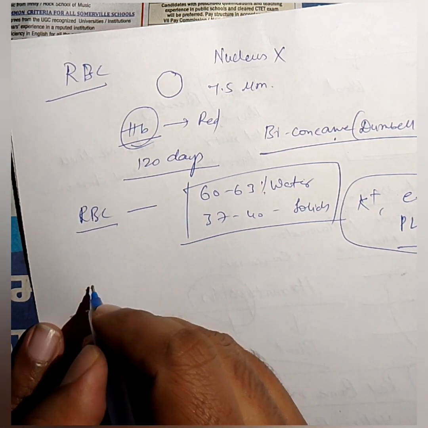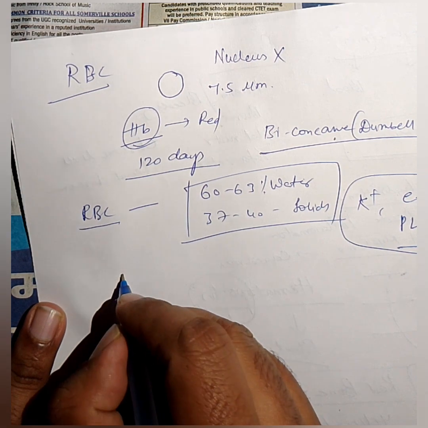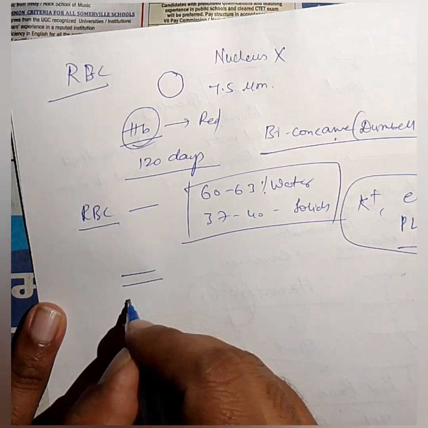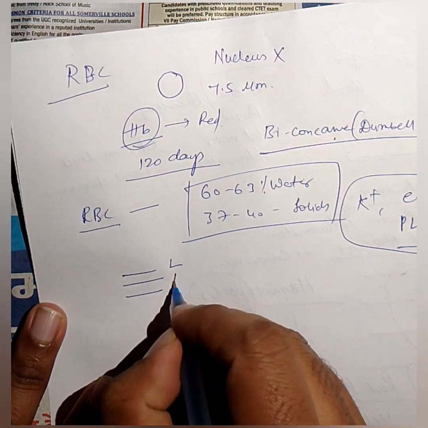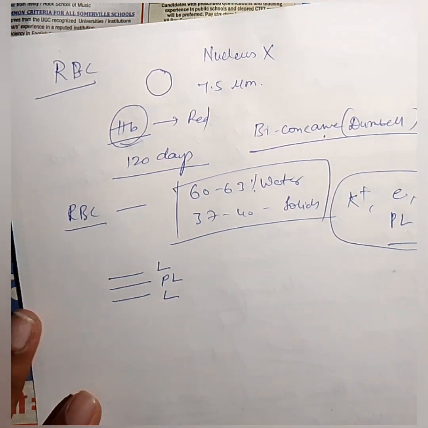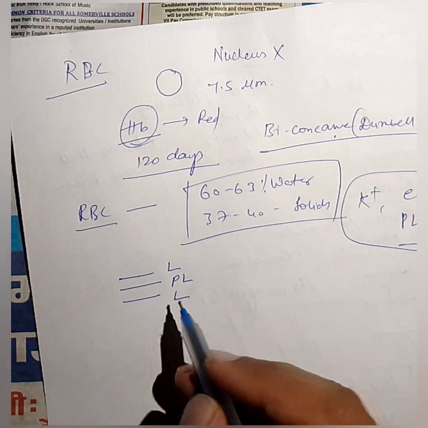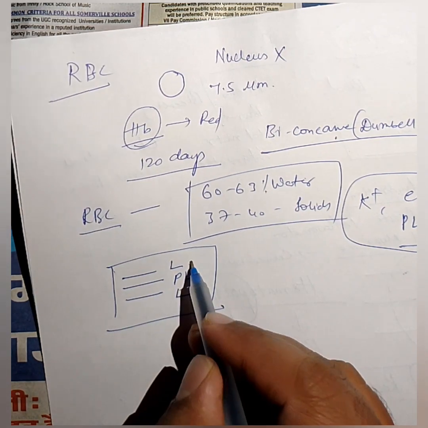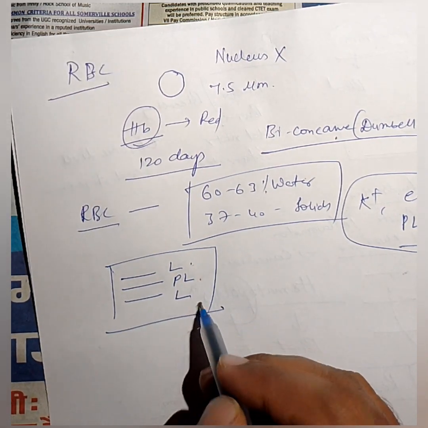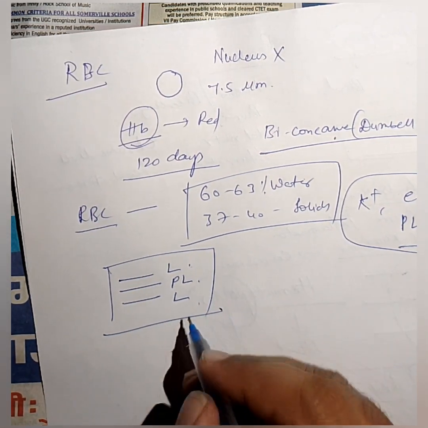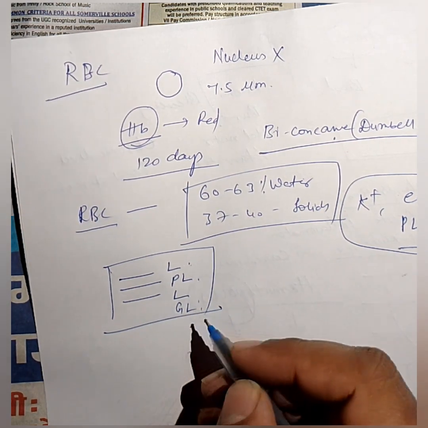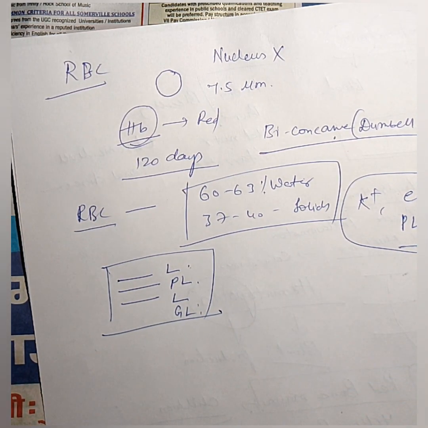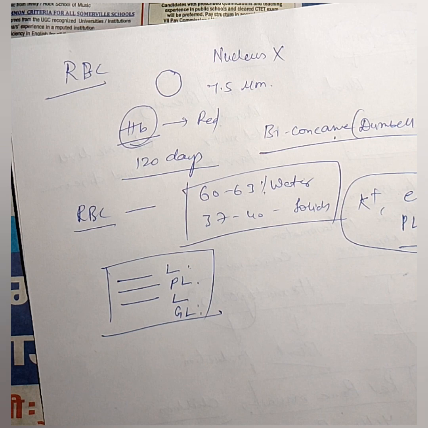And coming to the structure, the RBC has layers of lipids, phospholipids and lipids, L, PL, L. The structure of RBC contains lipids, phospholipids as well as lipids, and some glycolipids also. Glycolipids: the lipids which contain glucose are called glycolipids. And we can also see the applied physiology.